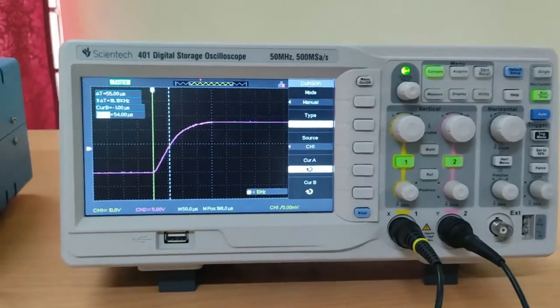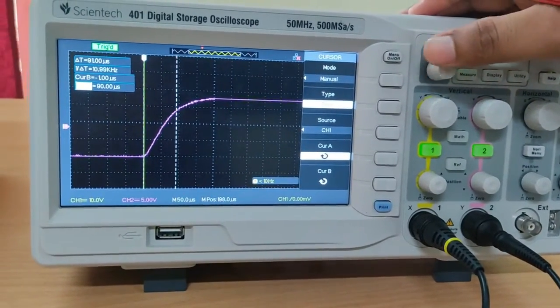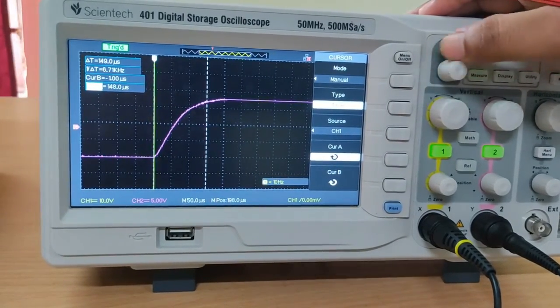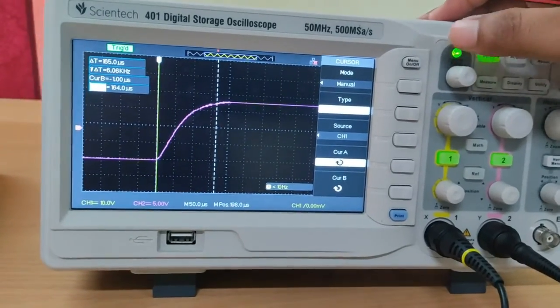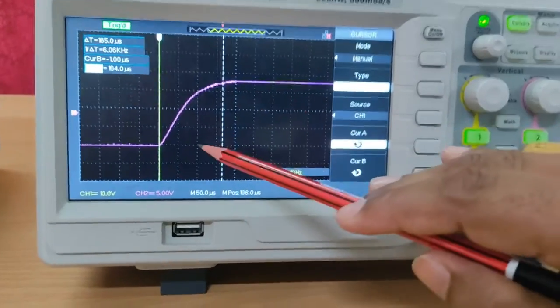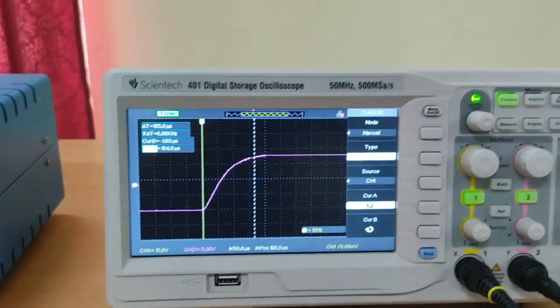Okay. Now let us try to find the rise time, the time to reach 100% from 0. So this is the time to reach 100% of response. Okay. The value is around 165 microseconds, but the theoretical value is 116 microseconds.